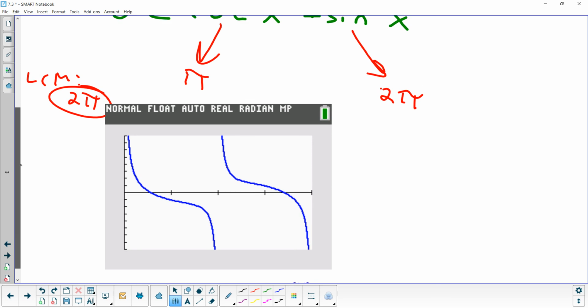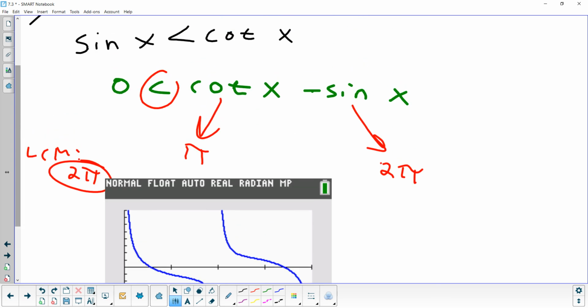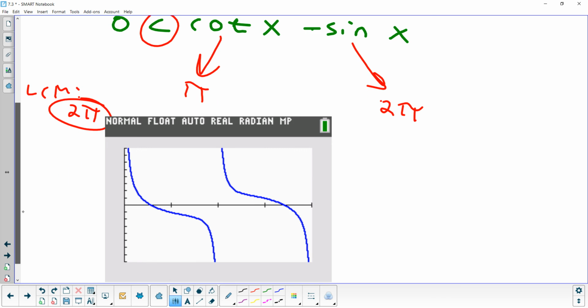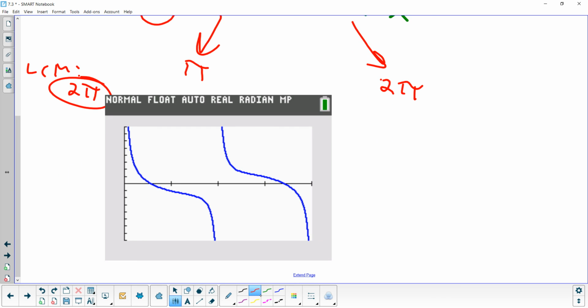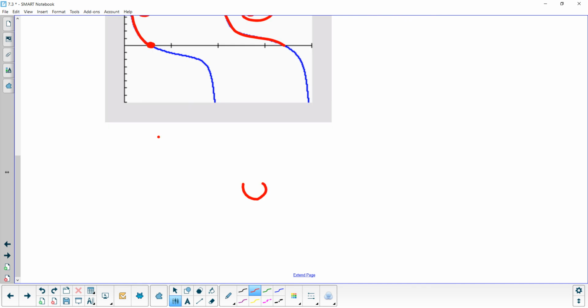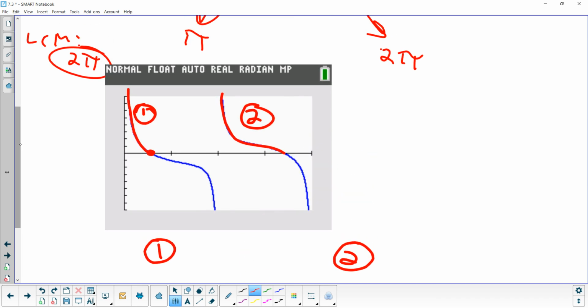All right, and we want to find where we are above 0. Let's just trace that up. That's from here up to there, and from here to there. Interval 1, interval 2. Okay, where does interval 1 start?